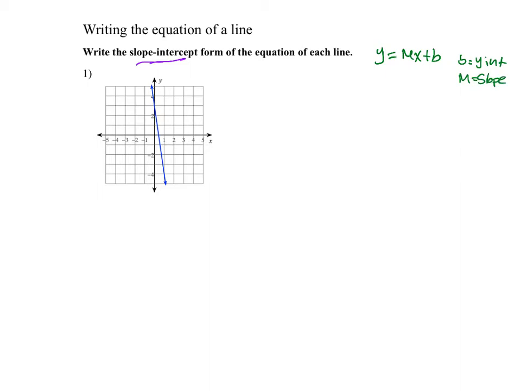So I'm going to start by identifying points. In this case, as you can see, I can identify this point right here, (0, 3), and I can identify that one down here. So this is from (0, 3). I already have b, so b is 3.